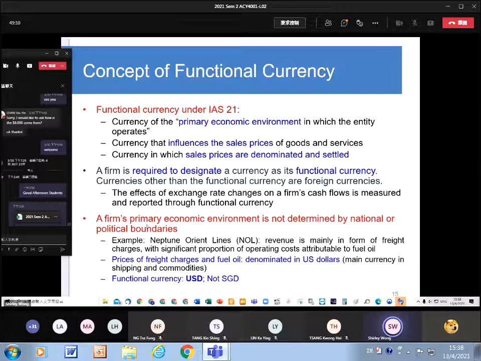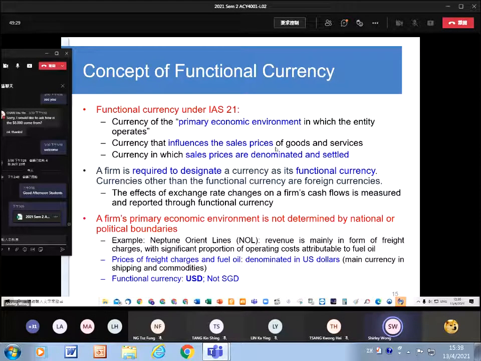And then it says that a firm's primary economic environment is not determined by national or political boundary. So here is the so-called primary economic environment. It's not just the place you operate. You need to think about the details. What does it mean, the details? You need to think about whether there is any influence on your selling price.